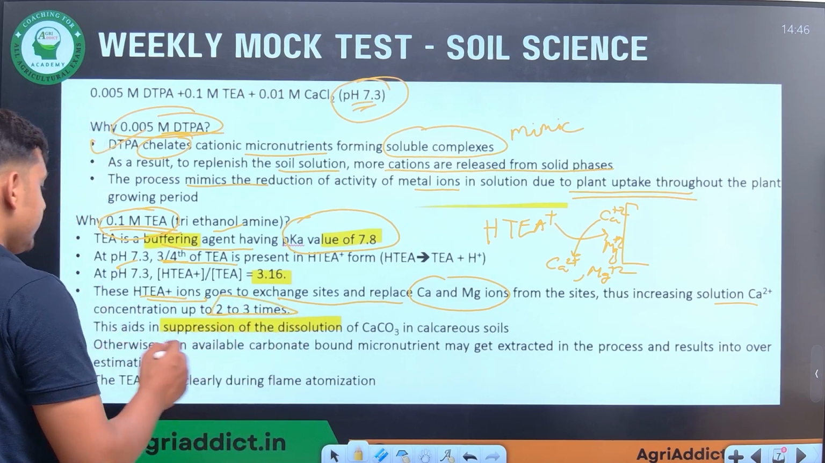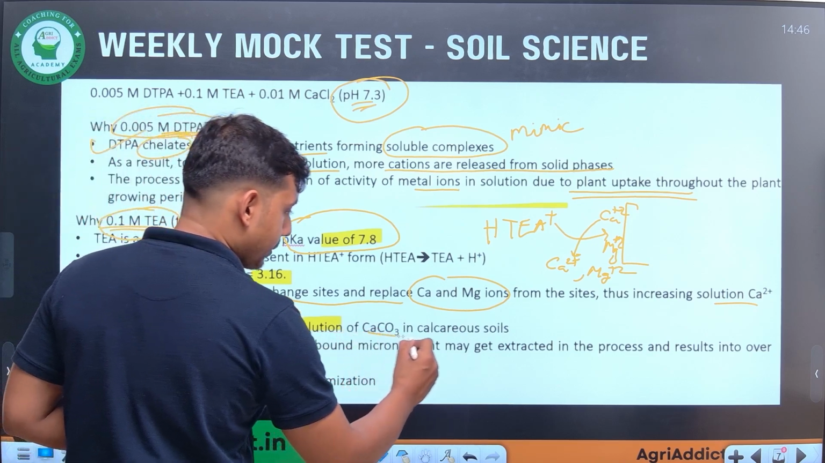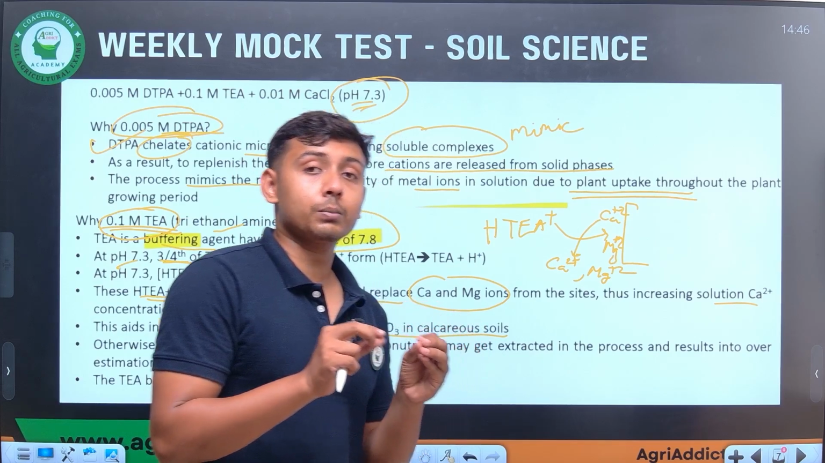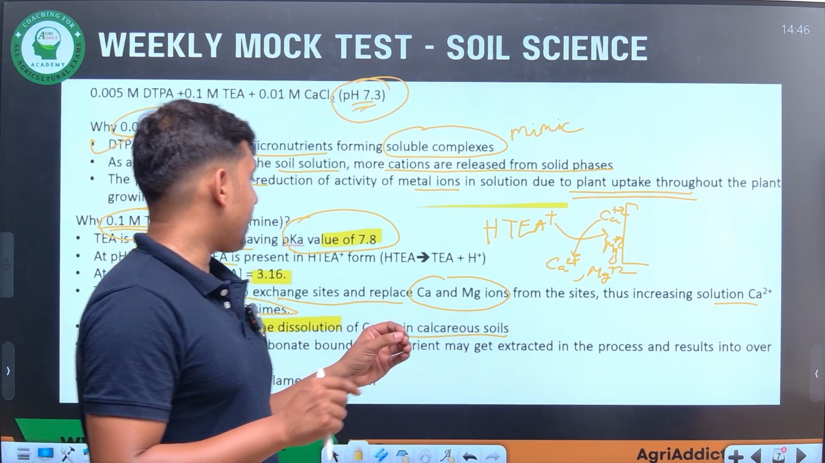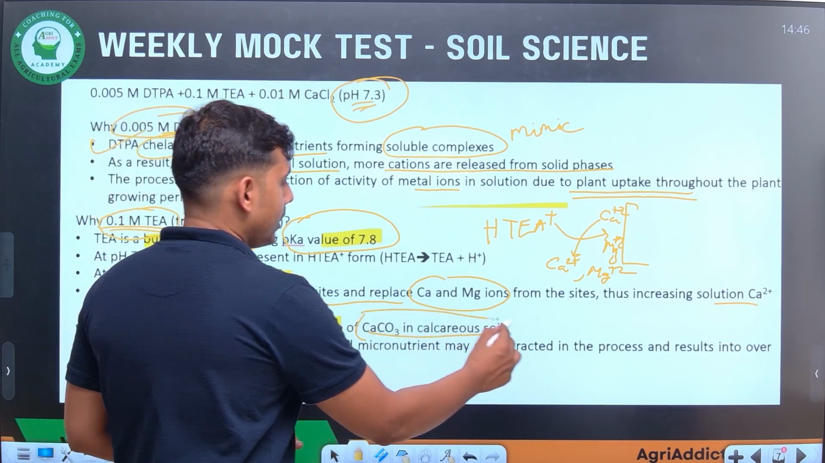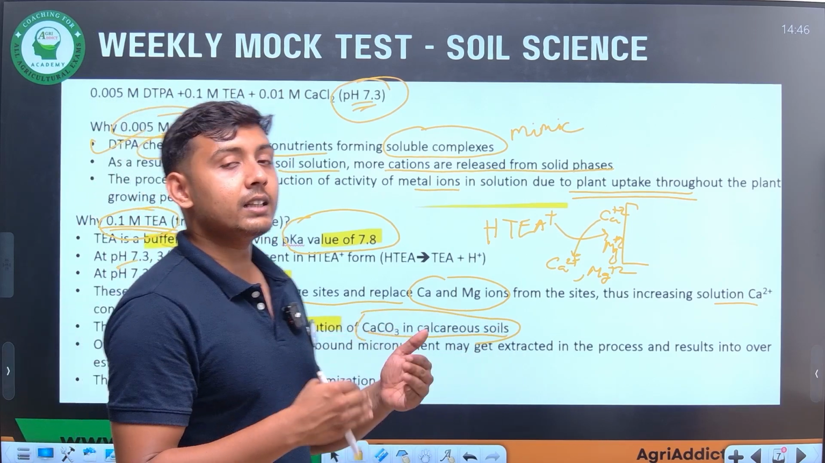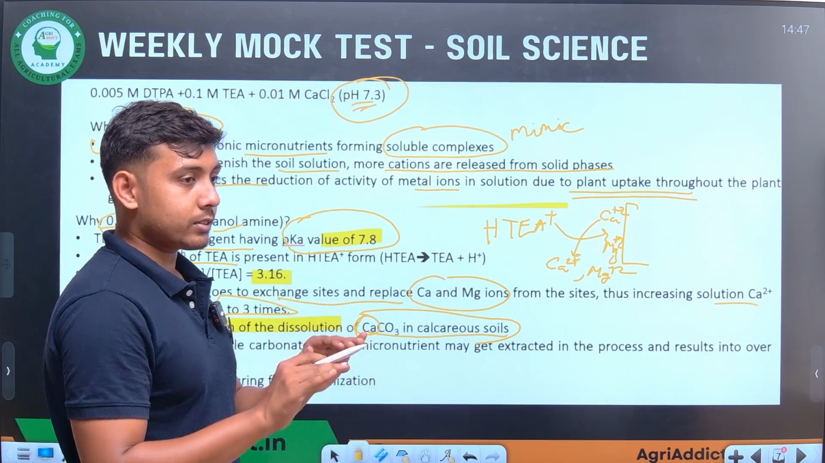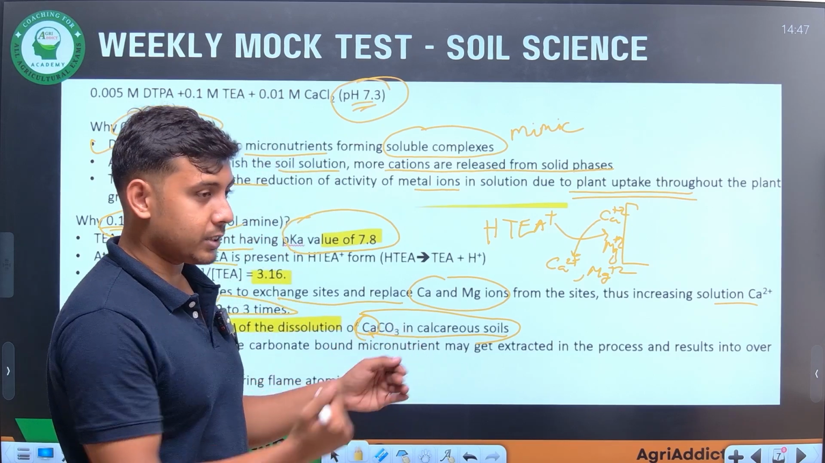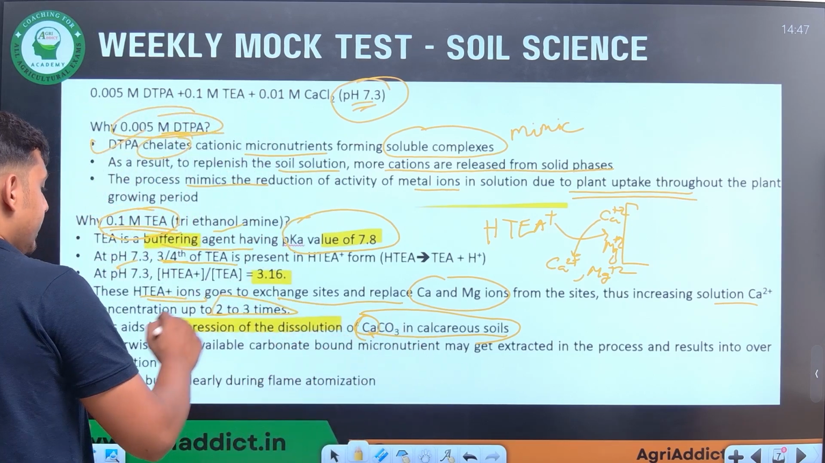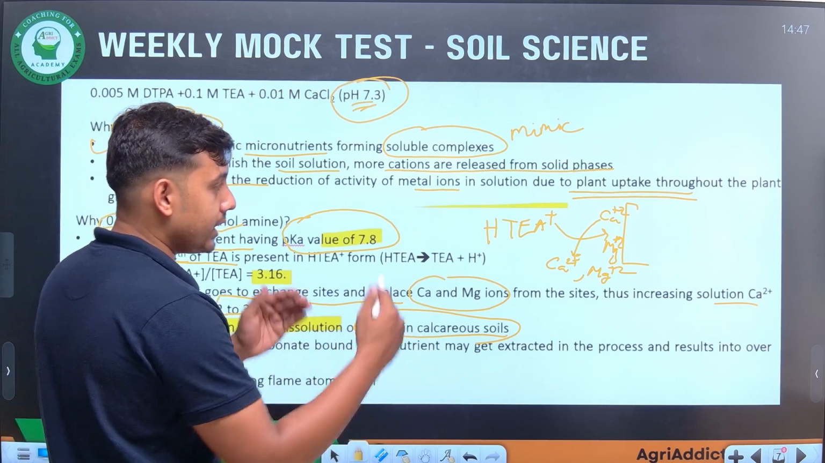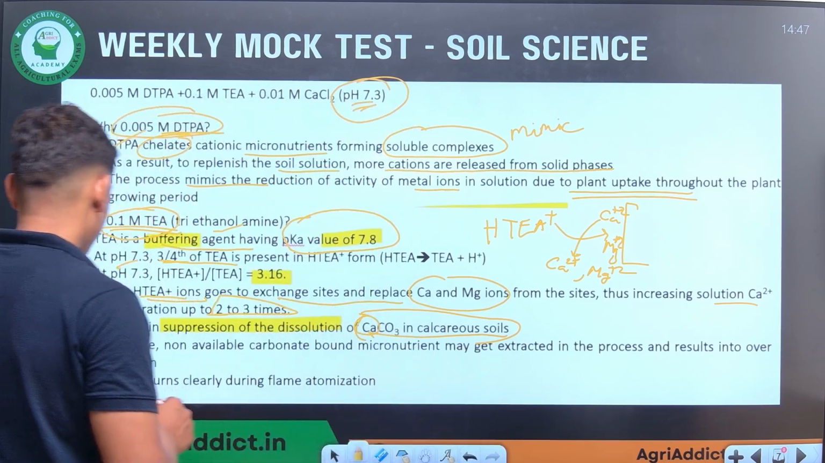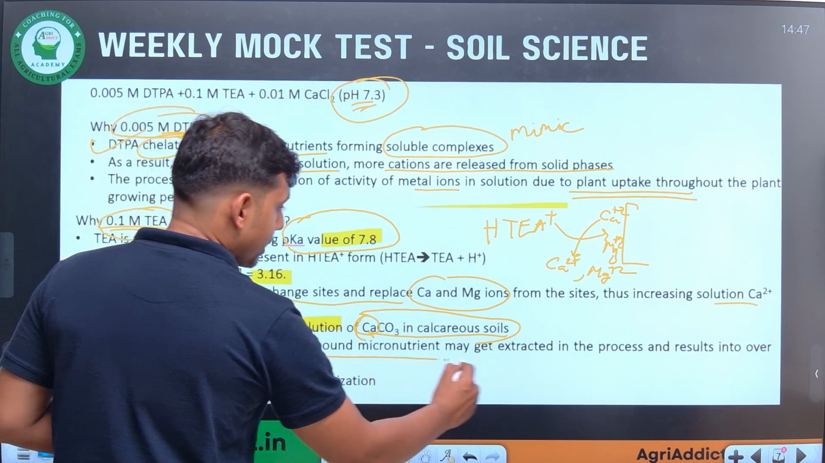So for this, it aids in suppression of the dissolution of calcium carbonate in calcareous soils. If there is a low concentration of calcium in the soil solution, calcium carbonate dissolution happens to maintain the soil solution concentration of calcium. So when there is a low concentration of calcium, calcium releases from the calcium carbonate. But in that case, it suppresses the dissolution of calcium carbonate because it itself helps in supplying calcium in the soil solution. Otherwise non-available carbonate-bound micronutrients may get extracted.